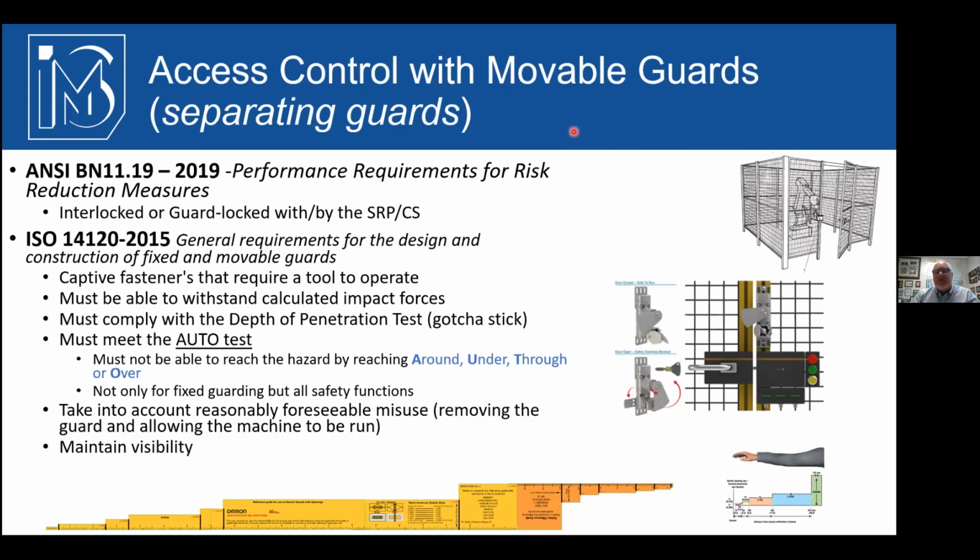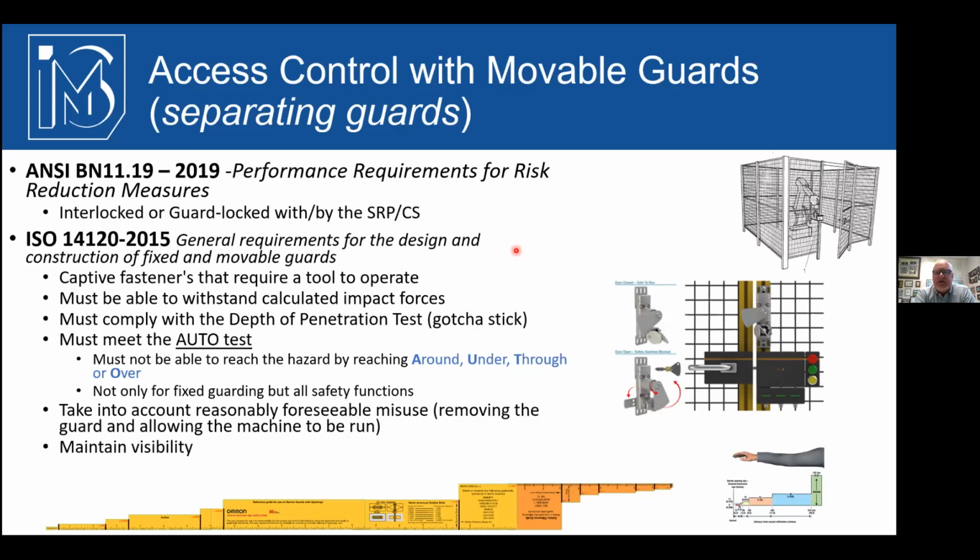So it's just another means of talking about a gate. But this guarding follows the same rules and guidance as all the fixed guarding stuff that we found in this standard here. The design and construction of fixed and movable guards from ISO 14120 will define all of that. If you're evaluating a guard, try to remember this acronym: the auto test is around, under, through. Can I access around, under, and through this guard? If you can reach the hazard, then you probably have failed a guarding evaluation and it needs to be rethought.